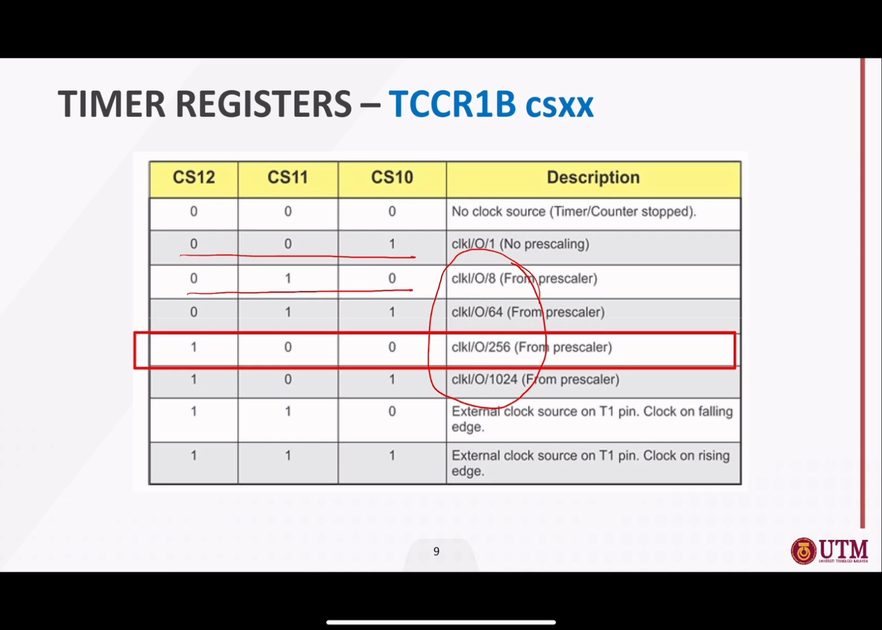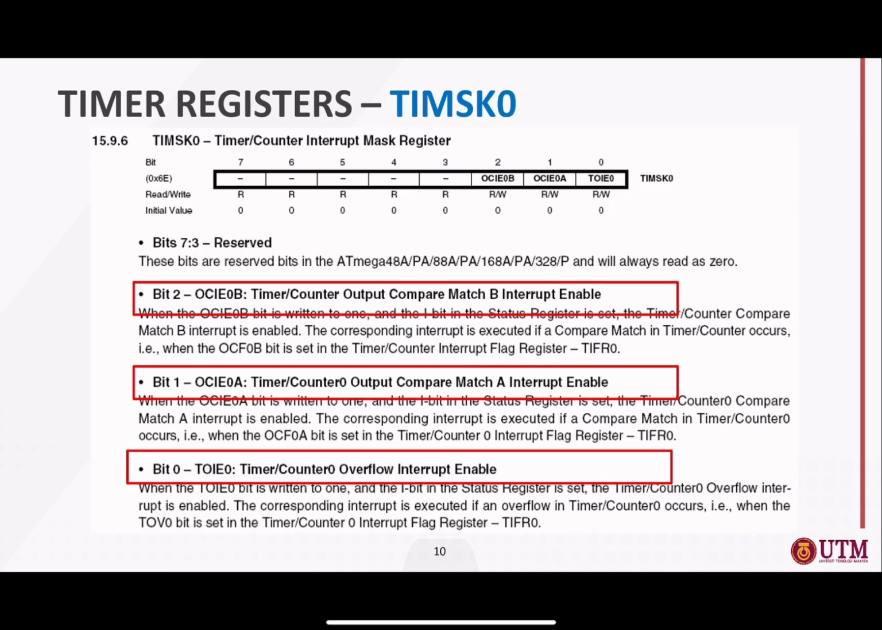Next is TIMSK, which I just mentioned you use when you want to enable interrupts. That is the timer counter interrupt mask register. For TIMSK, bit 7 until bit 3 are reserved.